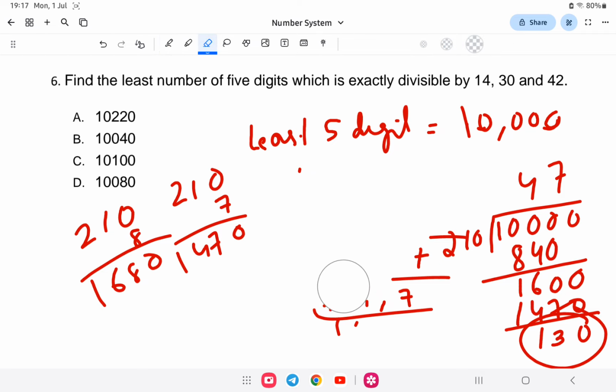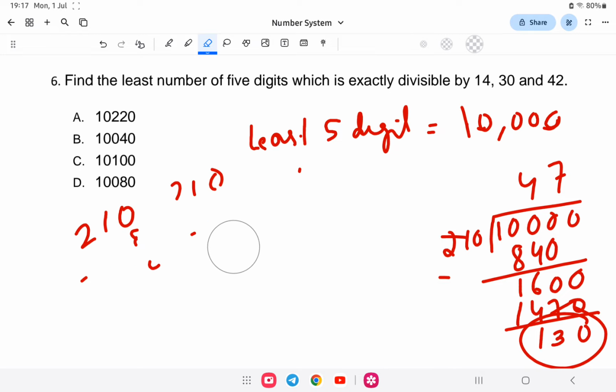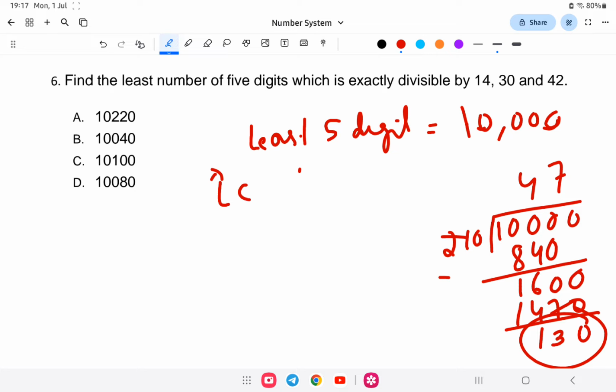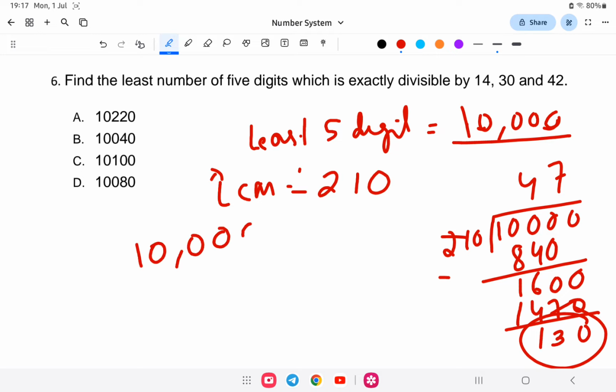So you got this first one. The LCM of 14, 30 and 42 is 210. So when we divide 10,000 by 210, the remainder is 130. So from 10,000 we subtract the remainder, or we add the LCM, to get the number.